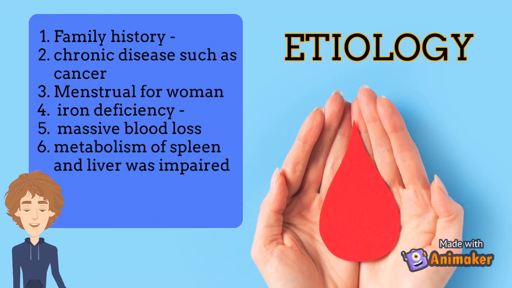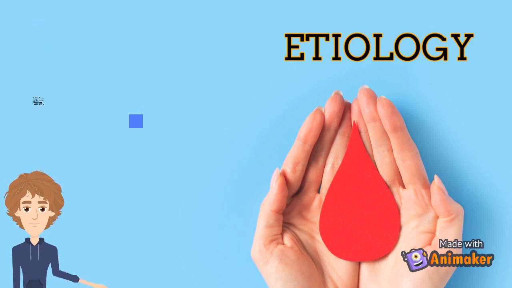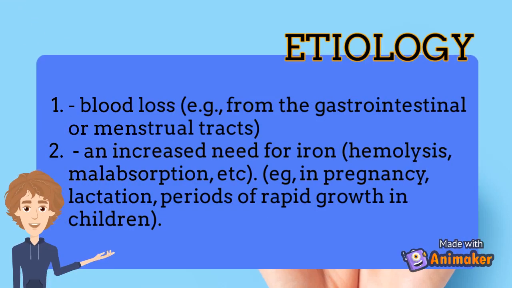In general, the etiology could be family history, chronic disease such as cancer, menstruation for women, iron deficiency, massive blood loss, or impaired metabolism of the spleen and liver. There are a number of potential etiologies of iron deficiency anemia, which include, first, blood loss, for example, from the gastrointestinal or menstrual tracts. Next, an increased need for iron, hemolysis, malabsorption, etc., e.g., in pregnancy, lactation, and periods of rapid growth in children.